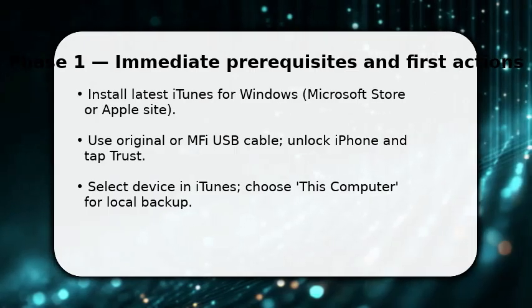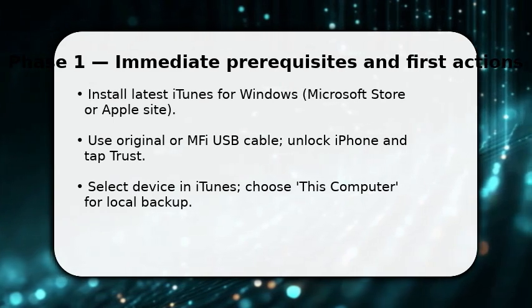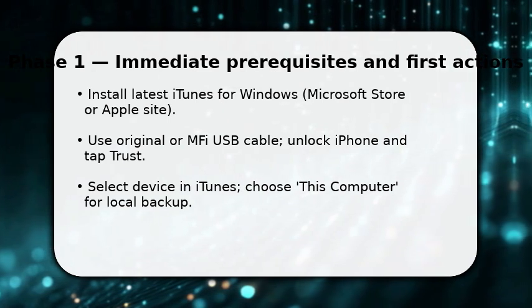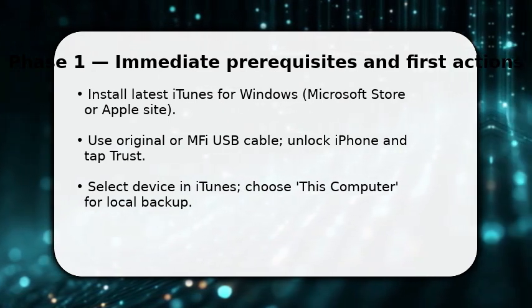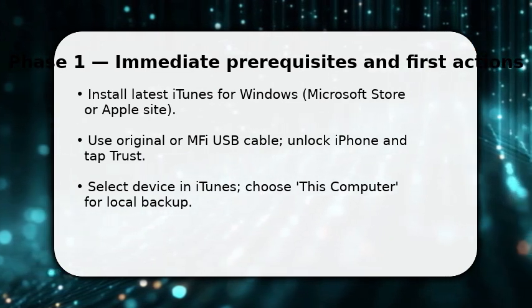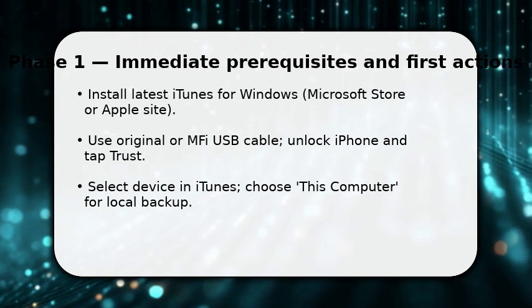You start by installing the latest iTunes. Once done, connect your iPhone with a good USB cable. Make sure the iPhone is unlocked and you tap Trust the computer. In iTunes, find your device icon on the top left and select it, then choose This Computer under Backups.